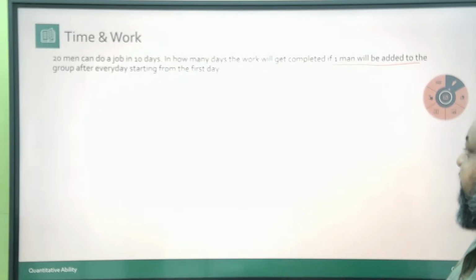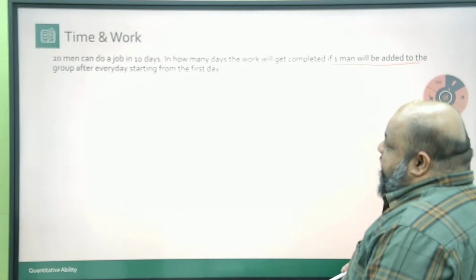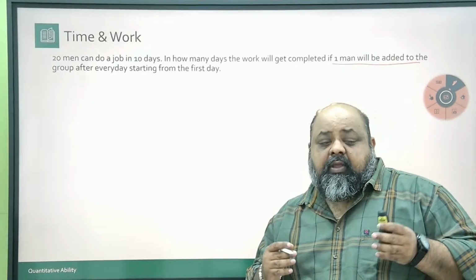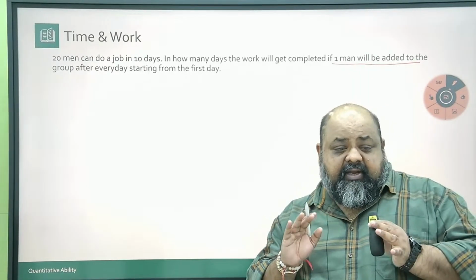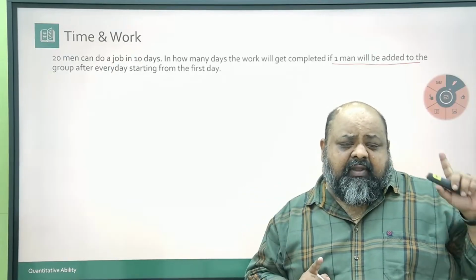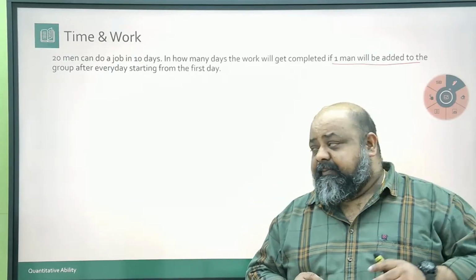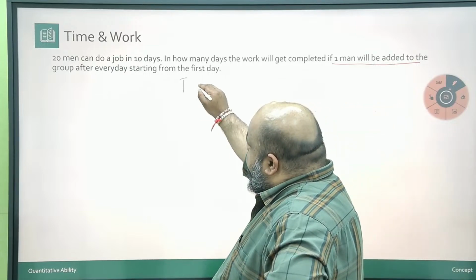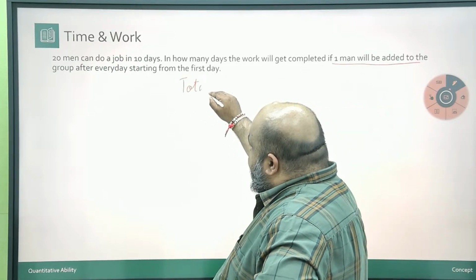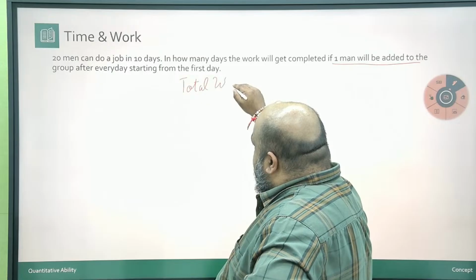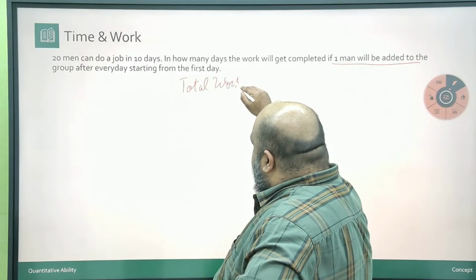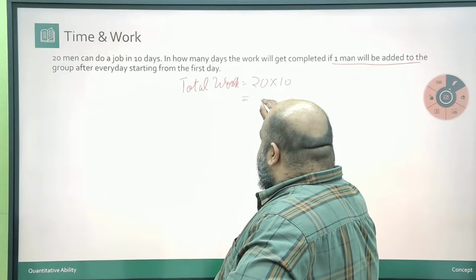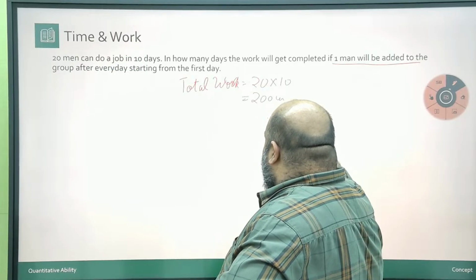So look, what will we do in this? First of all, I'll define the total amount of work that is to be done. If 20 men work for 10 days, assuming that every person does only 1 unit of work per day, so the total work that is to be done is 20 men, 200 units. Right?